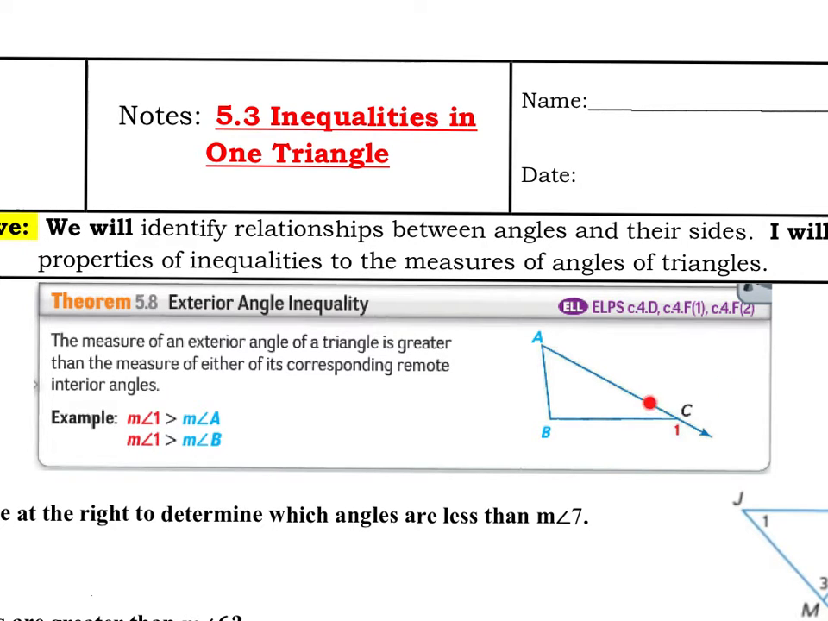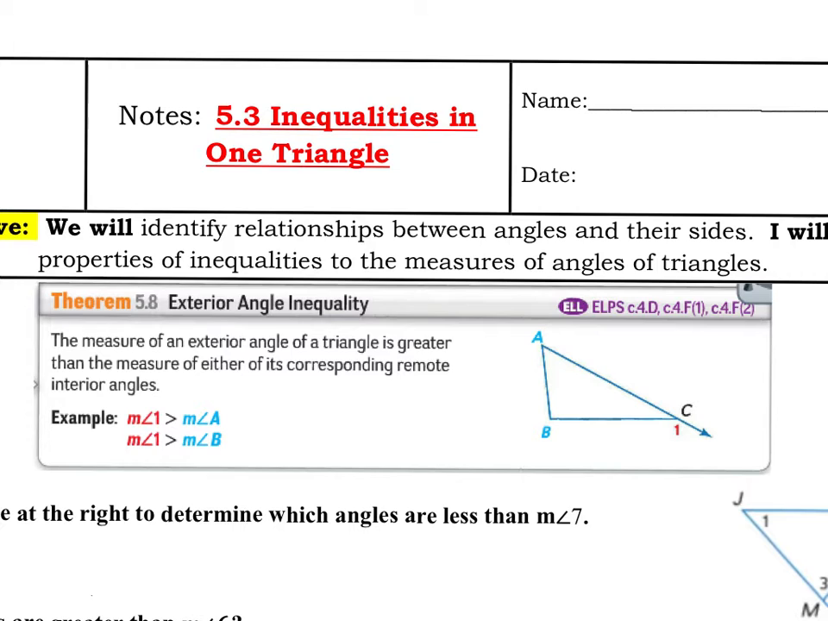We don't know anything about angle C. It could be greater than angle C. It could be less than. It could be equal to it. So all you can really assume is that this exterior angle is greater than these two angles because it is equal to the sum of those. That's basically it.